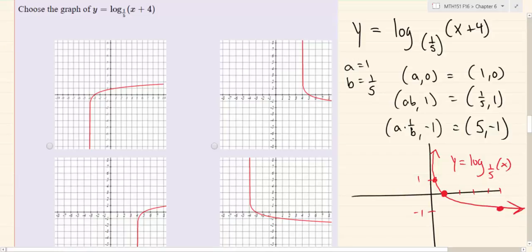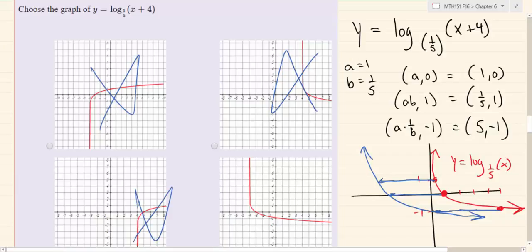We now need to shift this to the left 4 units. So we're going to move this point to the left 4 units. 1, 2, 3, 4. 1, 2, 3, 4. 1, 2, 3, 4. And the real graph is going to look something approximately like this. So you're out, you're out, you're out. I'd say that's the winning graph right there.